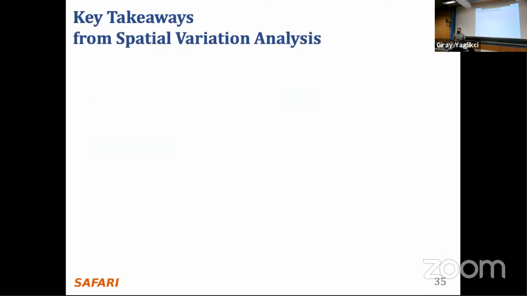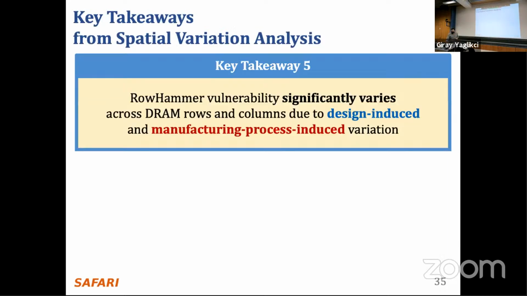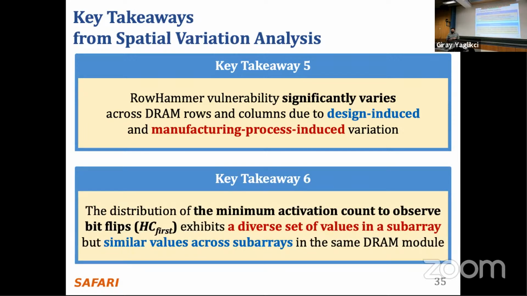Please refer to the full paper for more details. Okay, the third analysis is about spatial variation. Here we look at how RowHammer vulnerability varies across different places in the same DRAM module. We have two key takeaways from this analysis. The first one is that RowHammer vulnerability significantly varies across DRAM rows and columns due to both design-induced and manufacturing process-induced variation. The second key takeaway is that the distribution of HC first exhibits a diverse set of values within a subarray, but similar values across subarrays within a DRAM module.